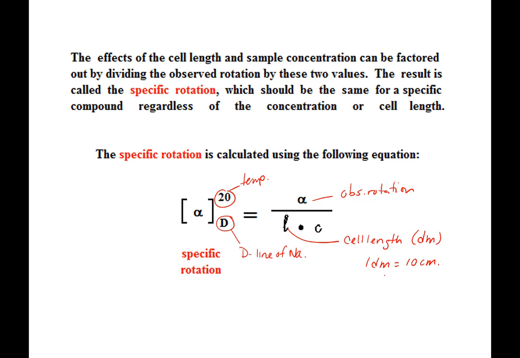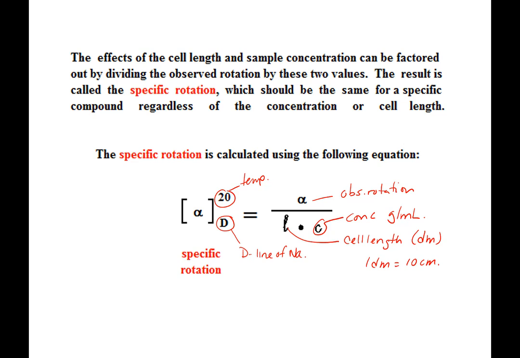C is concentration, and that's in grams per milliliter. And you might say, well, why would the concentration be in grams per milliliter? Why not something more sophisticated like molar? Oftentimes we don't know what the material is, so we don't know its molecular weight. So we know what the concentration is if it's just grams per milliliter.